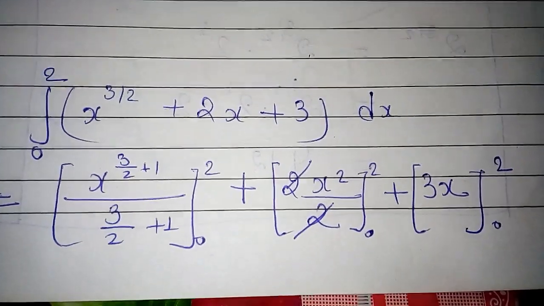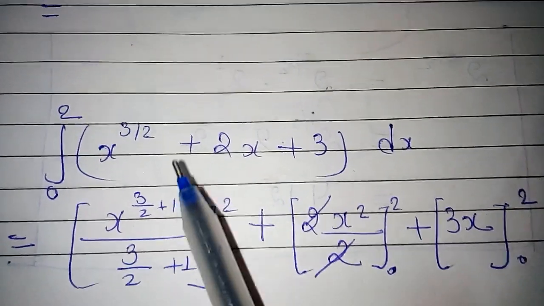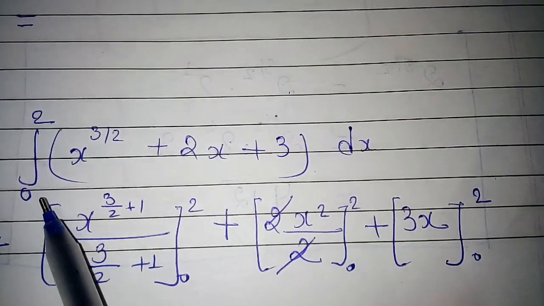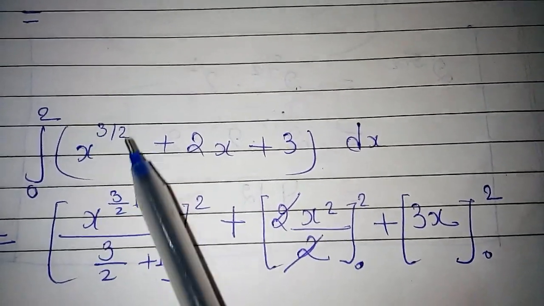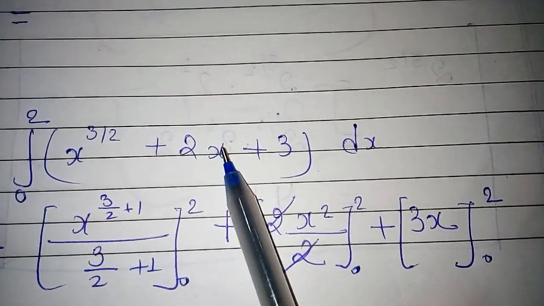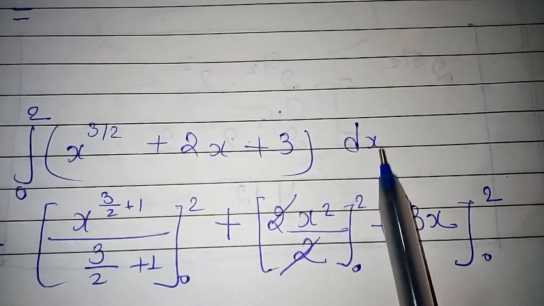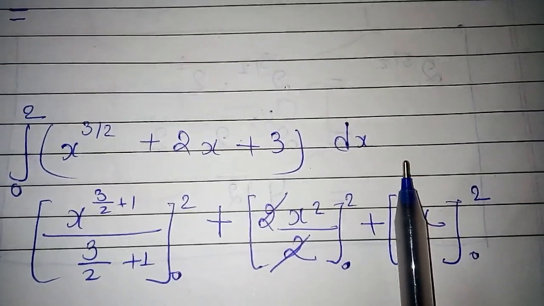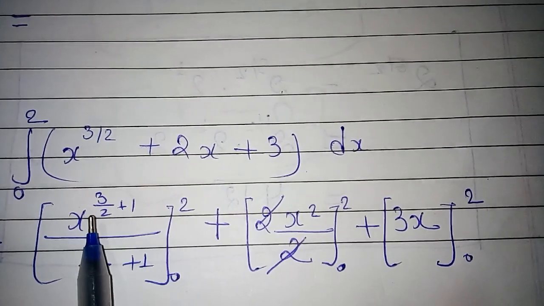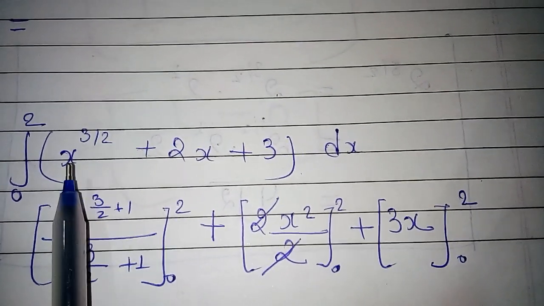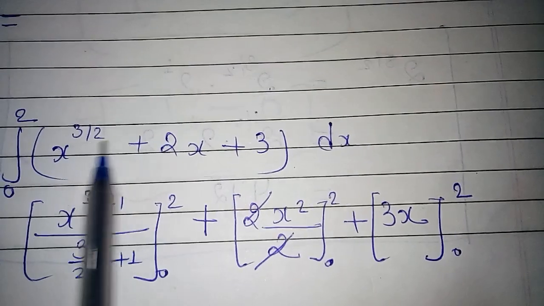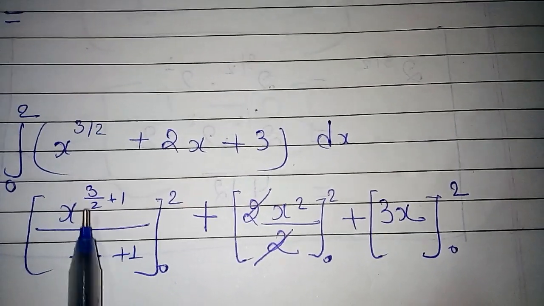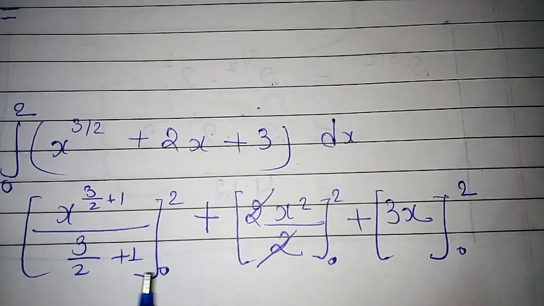Now see the next question related to the integration. So this is the next question. Limit 0 to 2 of x raised to power 3 by 2 plus 2x plus 3 into dx. Now first you have to separate all these. So what will be your first term? x raised to power 3 by 2. What is the integration of x raised to power 3 by 2? x raised to power 3 by 2 plus 1 upon 3 by 2 plus 1 with the limit 0 to 2.